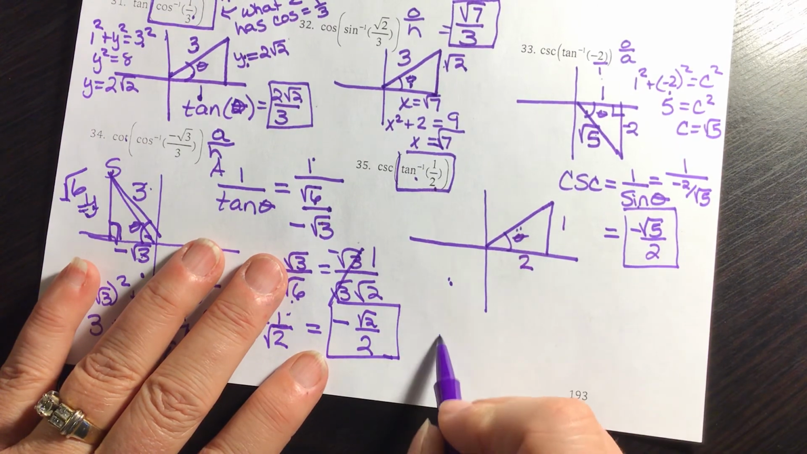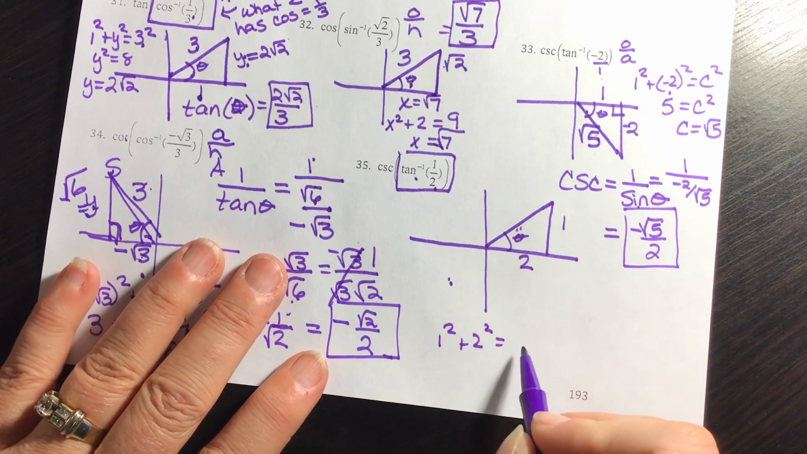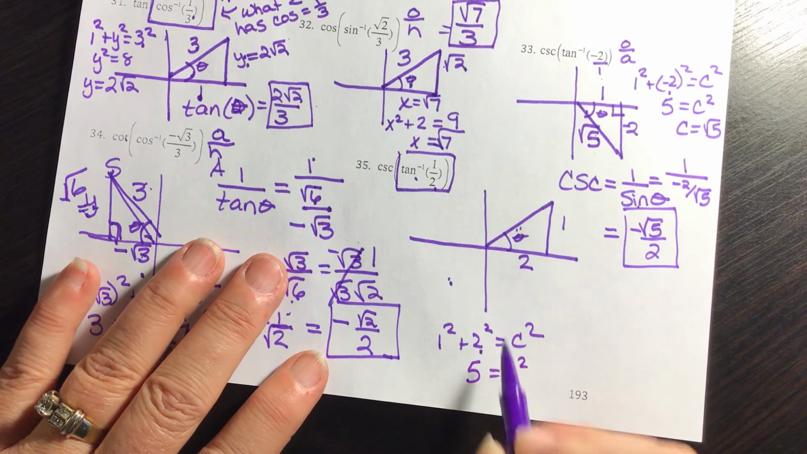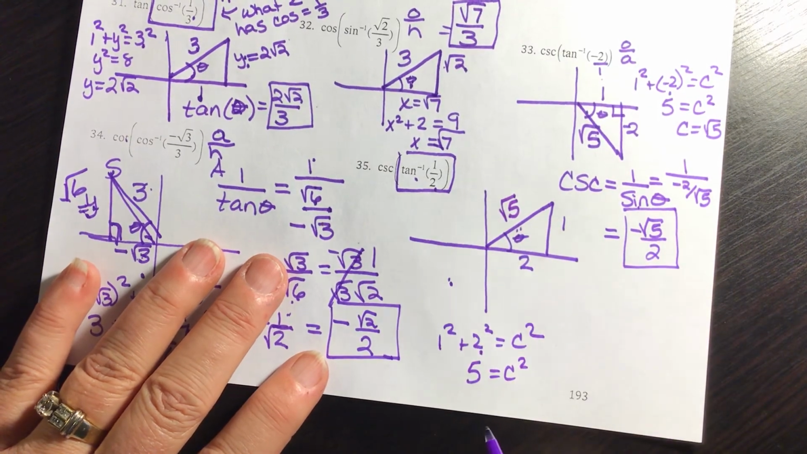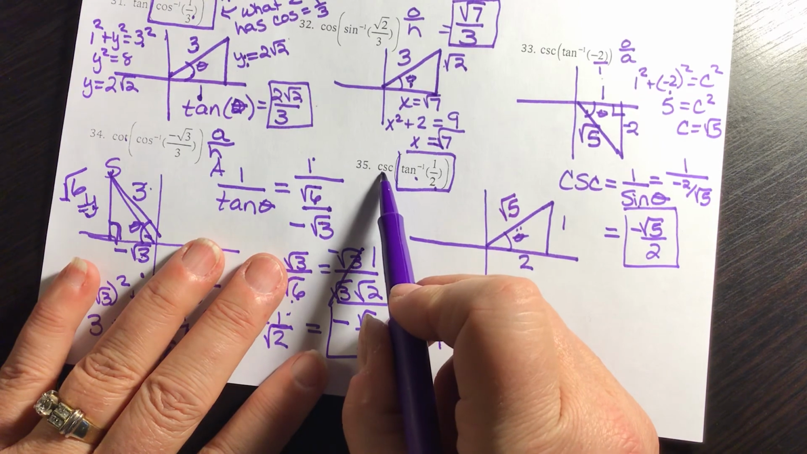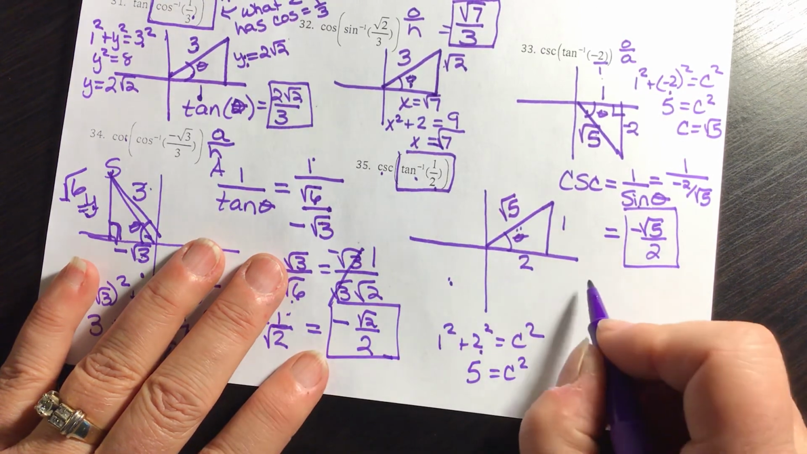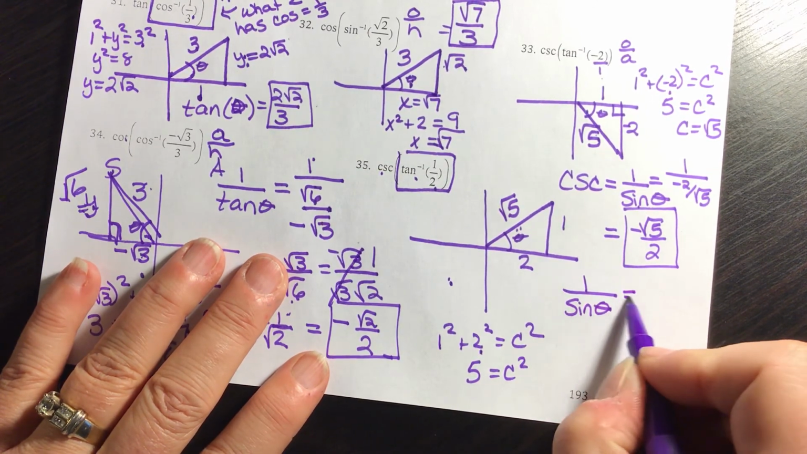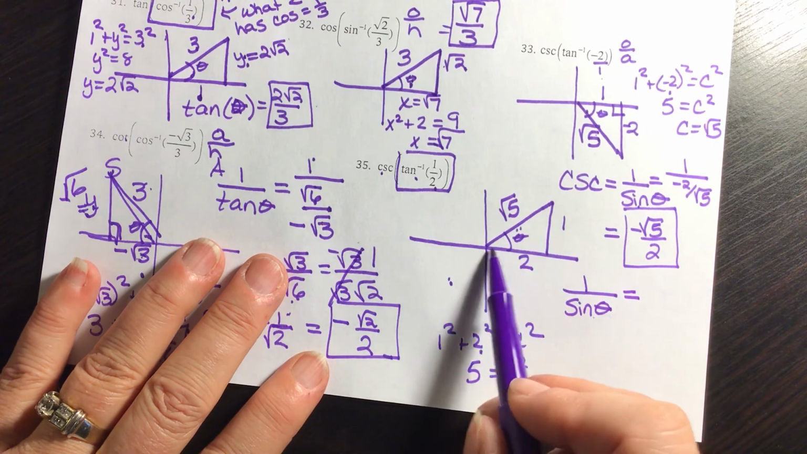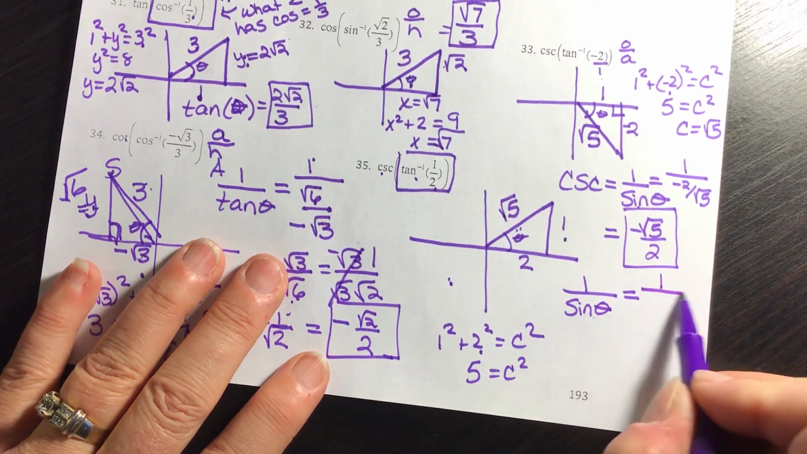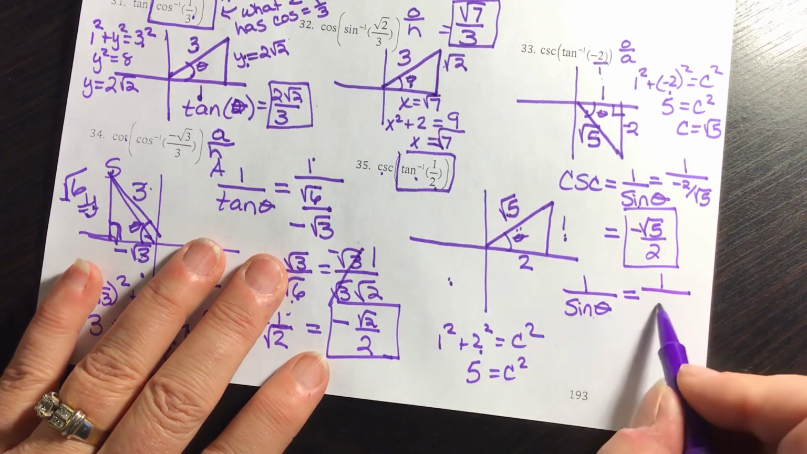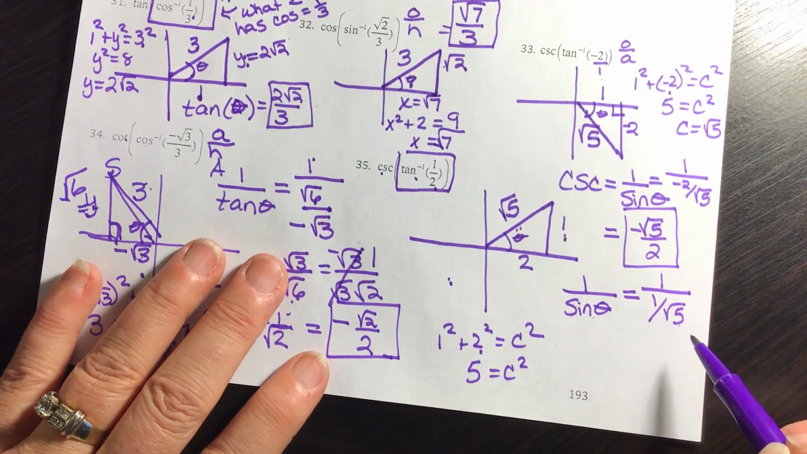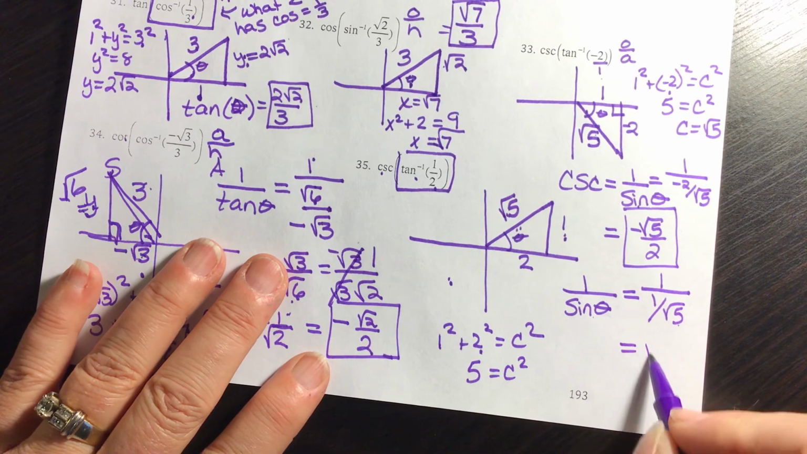So 1 squared plus 2 squared is c squared. 1 plus 4, that's 5. So this side is the square root of 5. And I'm looking for the cosecant, which is the reciprocal of sine. 1 over sine of the angle. So sine is opposite over hypotenuse. So I have 1 over square root of 5. So this is the reciprocal of 1 over square root of 5, which is just the square root of 5.